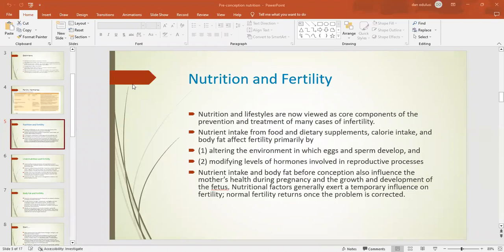So what is the relationship between nutrition and fertility? Nutrition and lifestyles are now viewed as core components of the prevention and treatment of many cases of infertility. Nutrient intake from food and dietary supplements, calorie intake, and body fat affect fertility primarily by altering the environment in which eggs and sperm develop. This environment, as I mentioned earlier, could be an environment of undernutrition, an environment of overnutrition or obesity, or an environment of disease, sickness, or malabsorption syndromes. And secondly, fertility can be affected by modifying the levels of hormones involved in the reproductive process.